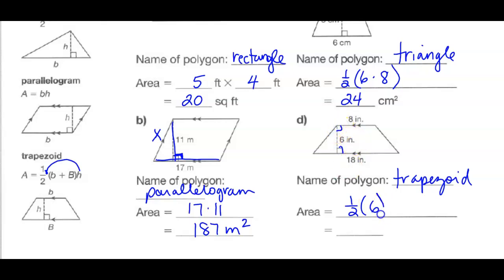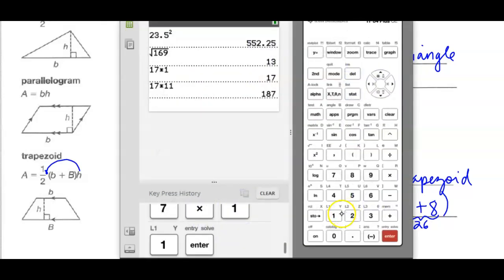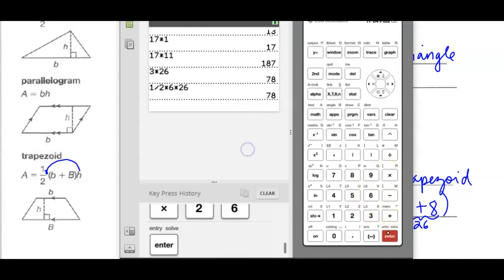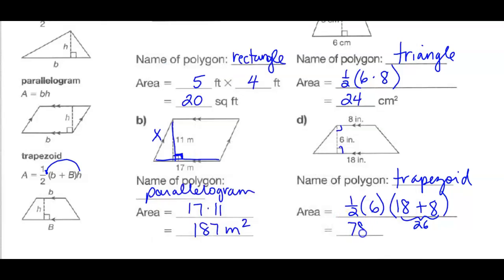So that's 6. And then in brackets, you add the parallel sides together, 18 and 8. So order of operations, this you've got to do first. That's 26. So half times 6 times 26. Well, maybe you can do it in your head. A half times 6 is 3 times 26. Or you could go 1 divided by 2 times 6 times 26. 78 no matter what. And that's inches squared or square inches.